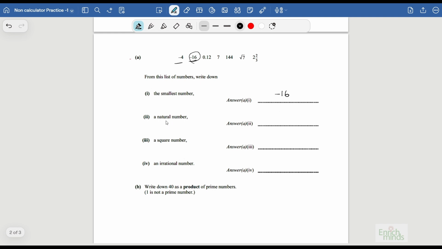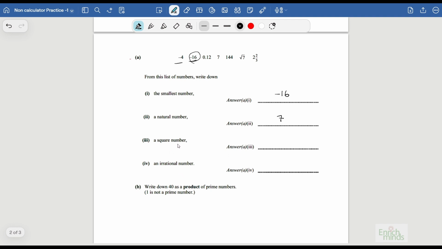You have to pick a natural number. Natural numbers are the counting numbers, which are positive whole numbers also, I can say. So any whole number, we see 7 and 144. These are positive whole numbers. You can pick any one of them. I'm using 7 as a natural number.